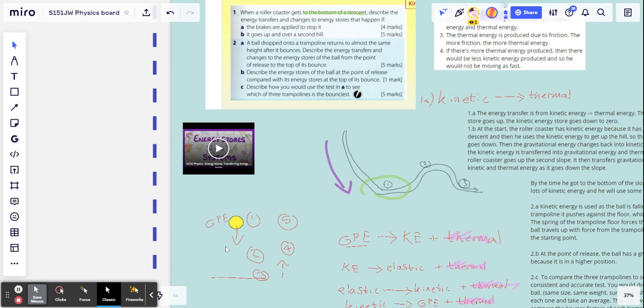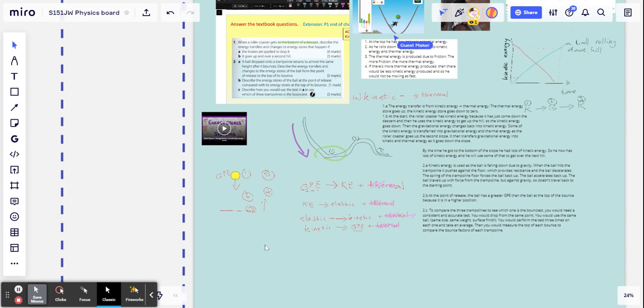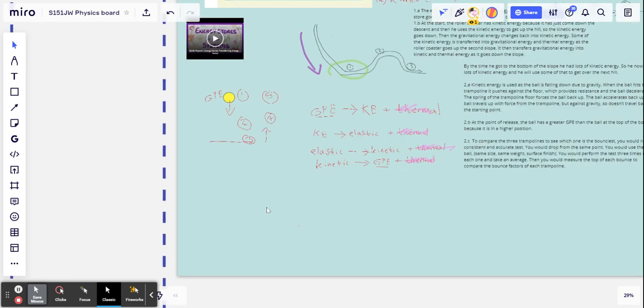the better the trampoline. And in fact, you can actually work out the efficiency of the trampoline, because you would say that the starting height.